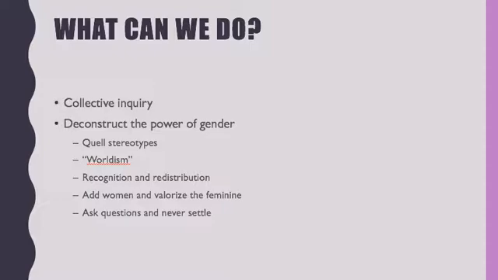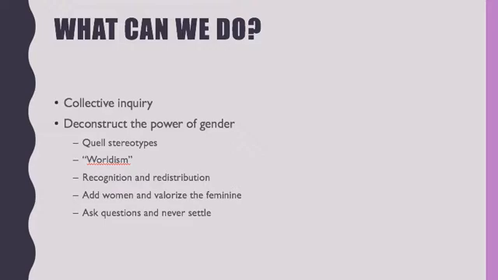We can take collective inquiry. It's important to really understand what you're trying to analyze from different perspectives, like the Chandra Mohanty models, but don't get too carried away in defining identities. Another thing we can do is deconstruct the power of gender. We can quell stereotypes. We can become more worldly.